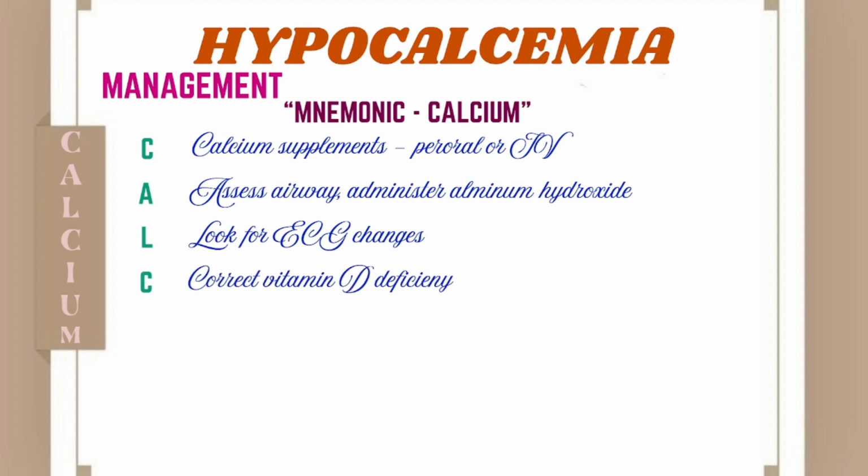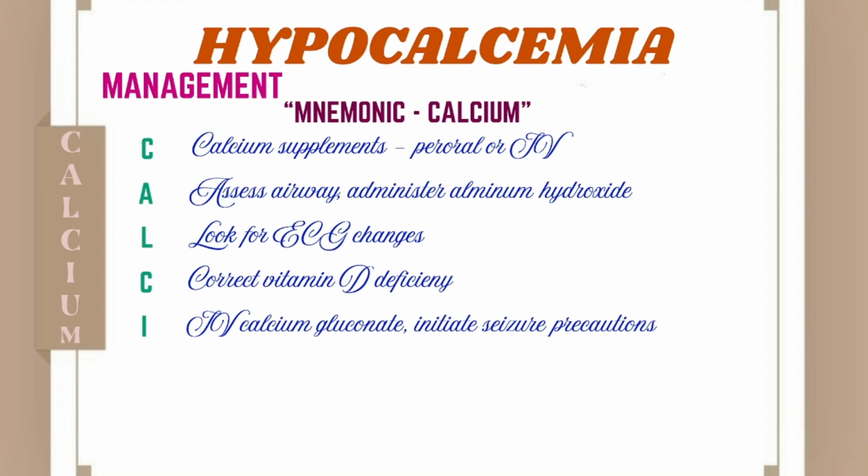Correct vitamin D deficiency. We know that vitamin D is essential for its absorption, so we have to correct vitamin D deficiency. IV calcium gluconate, initiate seizure precautions. Calcium gluconate we can give IV, and always we will give calcium gluconate slowly, means infusion slowly, or in the diluted form. Initiate seizure precautions because if it is severe hypocalcemia, then seizures may occur. So we have to initiate seizure precautions.